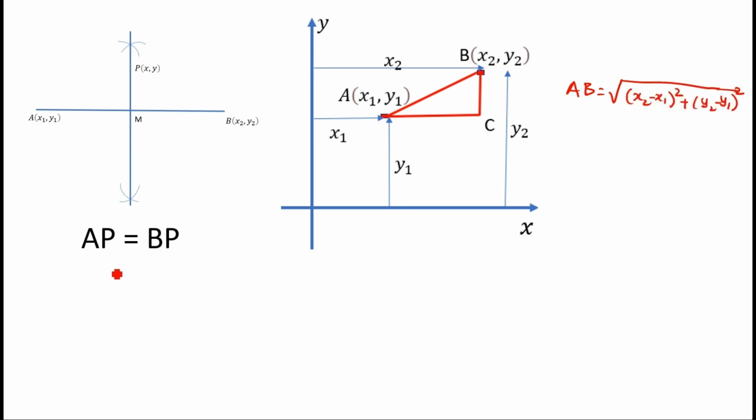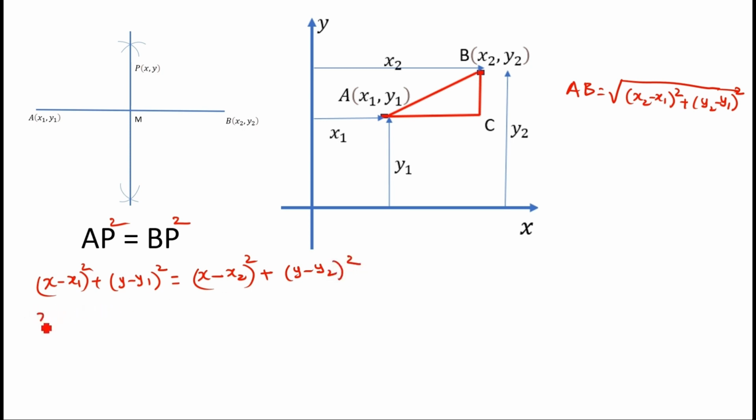Let's take the point P having equal distance from points A and B. So the condition is AP must be equal to BP. If AP is equal to BP, AP square must be equal to BP square. I'm just putting the square to cancel out the square root on either side of the equation. How do you find the distance between points A and P? It is simply (x minus x1) whole square plus (y minus y1) whole square, equal to, similarly, (x minus x2) whole square plus (y minus y2) whole square.